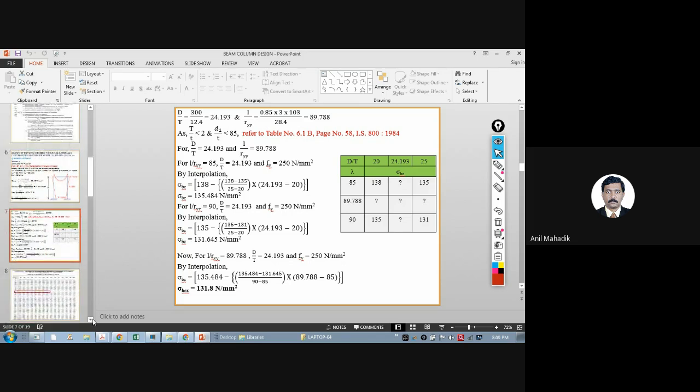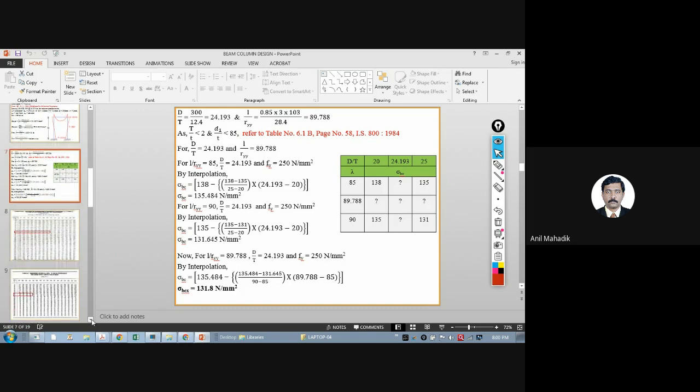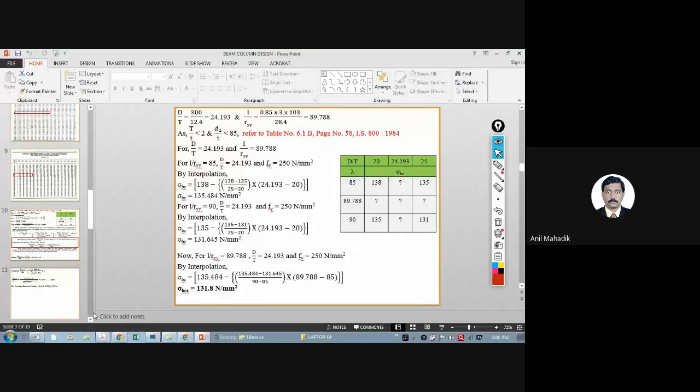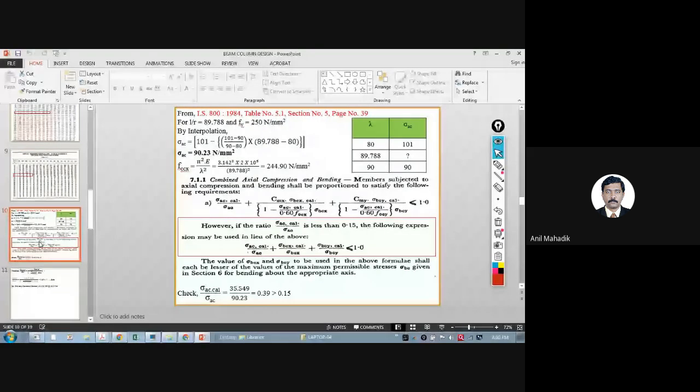Now there are two stresses, one is bending stress and one is axial stress. As you know, if there are two different forces in the same member, then there is an interaction between the two. So this is the interaction: sigma AC calculated divided by sigma AC permissible, then there are some factors CMX, given here, and the ratio should be less than 1.